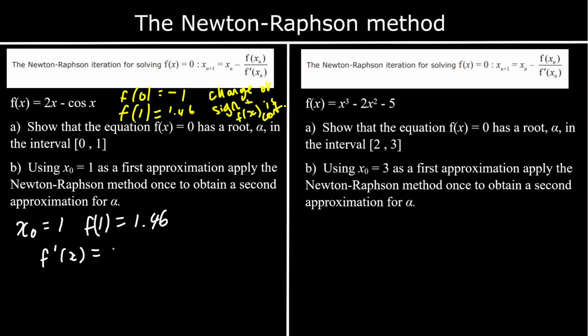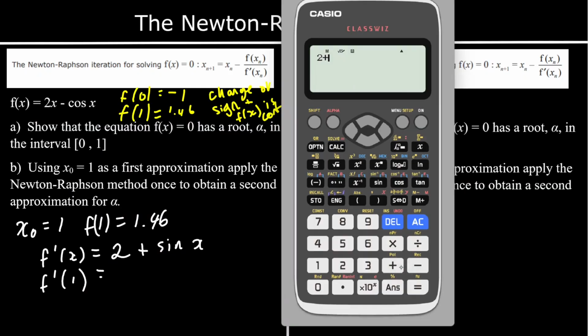So 2x differentiates to give 2. Negative cos x will differentiate to give a positive sine. So cos differentiates to give negative sine, so negative cos will give a positive sine. And so if we put 1 into our gradient function, we get 2 plus sine 1, which is 2.84.